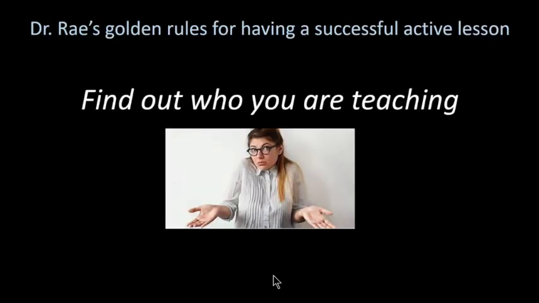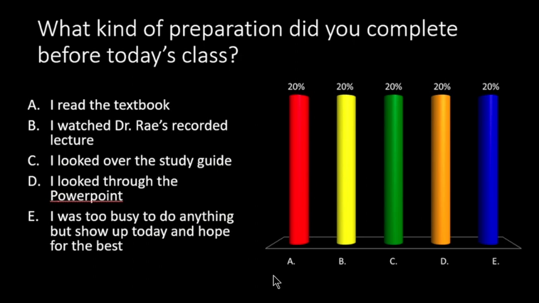Okay, so I have a few rules here that I always follow to have a successful lesson. The first one is I try to find out who it is that I'm teaching. I always, at the beginning of the lesson, ask them what they did to prepare, to see how many people did nothing. I want to know how many people in the audience came completely unprepared for the lesson.